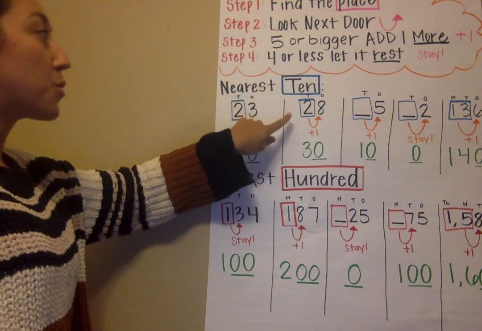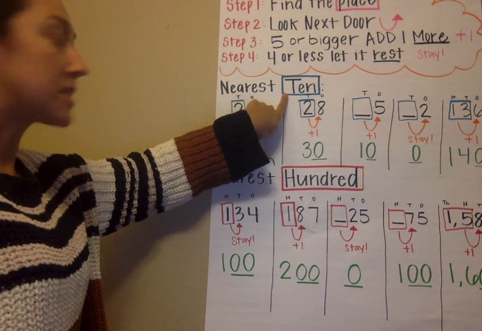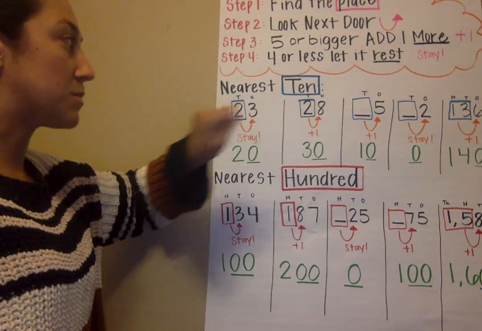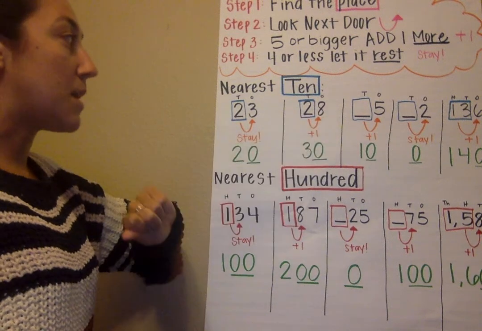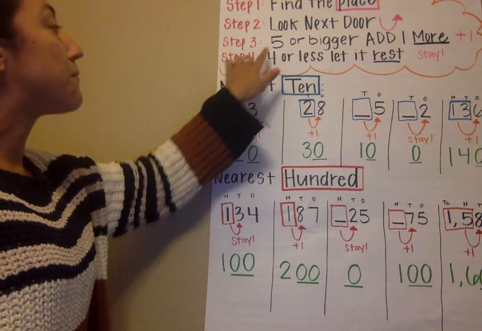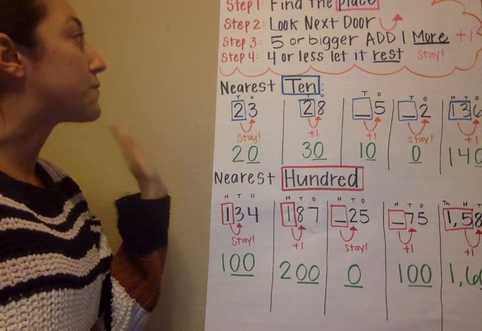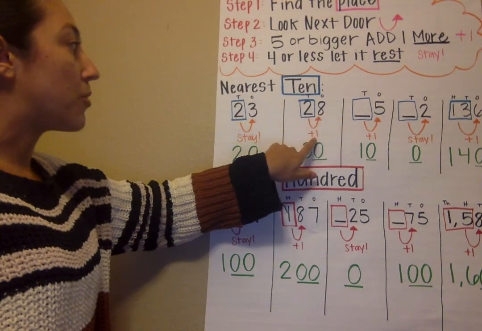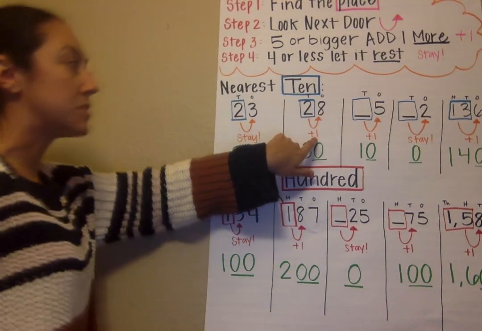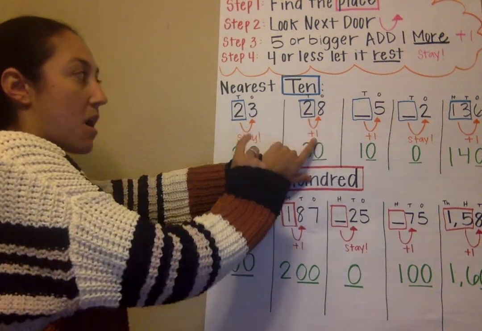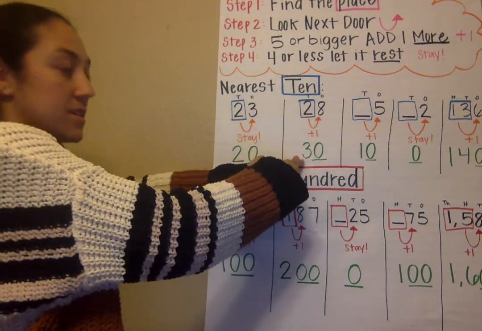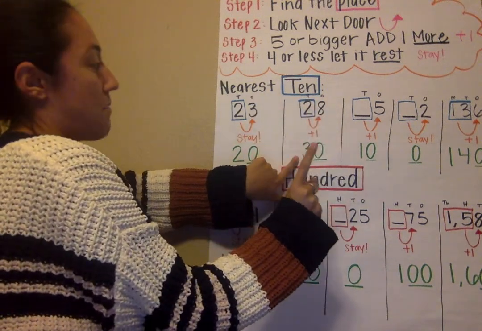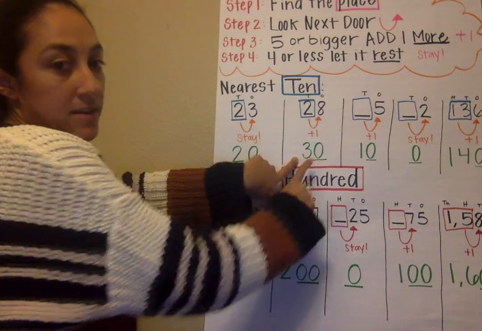So if we're looking at the number 28, I'm still rounding to the tens place because that's what my instructions say. So I box the number 2 because that's the tens place. I draw an arrow to my neighbor next door. If my neighbor is 5 or bigger, I add 1 more, or if it's 4 or less, I let it rest. But because 8 is 5 or bigger, I'm going to plus 1. So what you do with this plus 1 is you add it to the number that's boxed. So 2 plus 1 is 3, so I put a 3, and then I have one number that's not boxed, so I put a 0 for it.